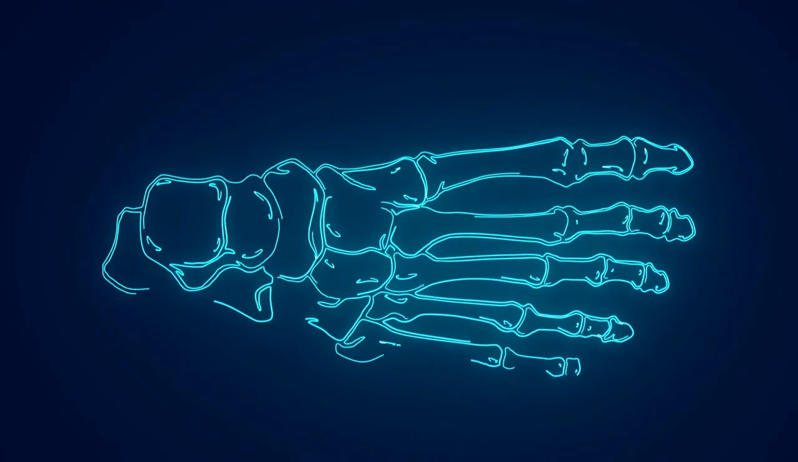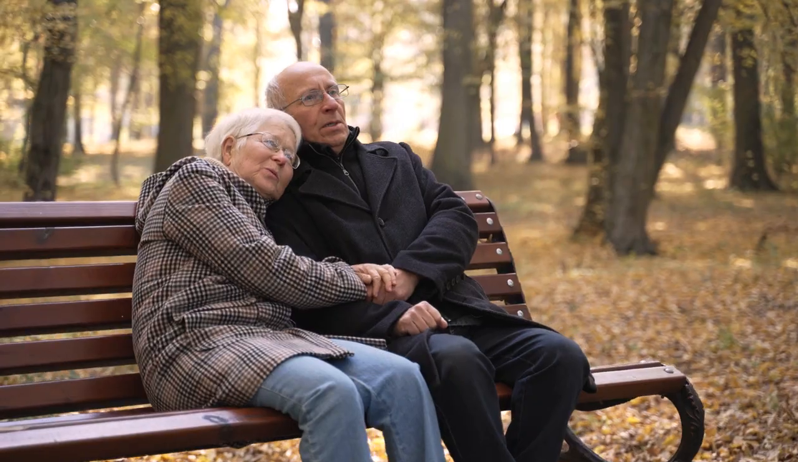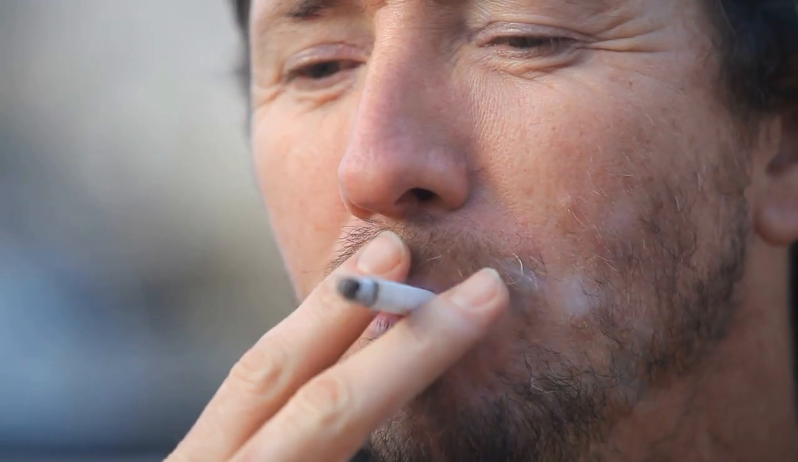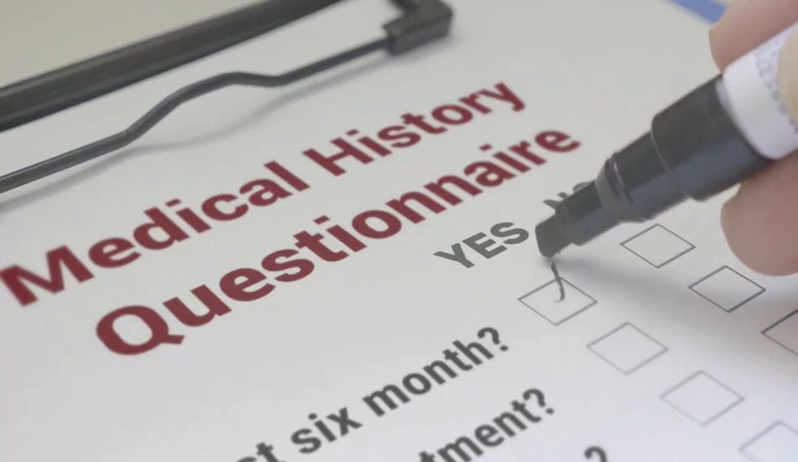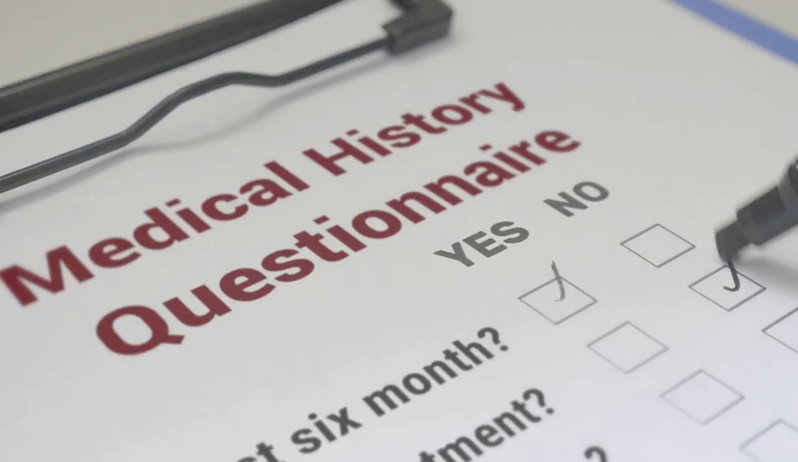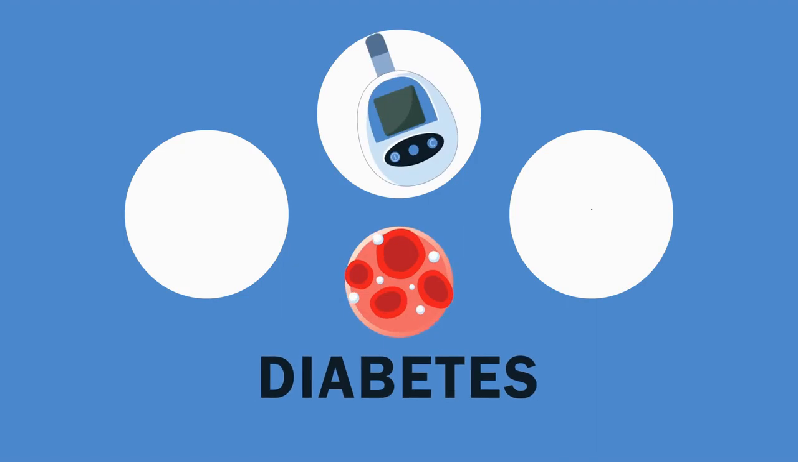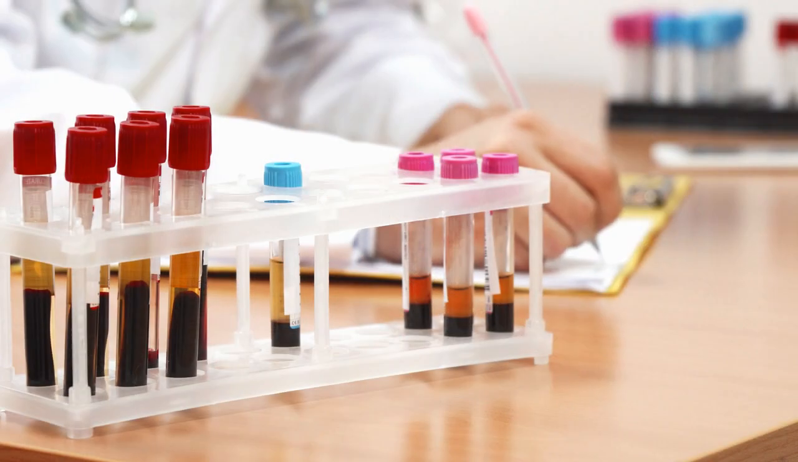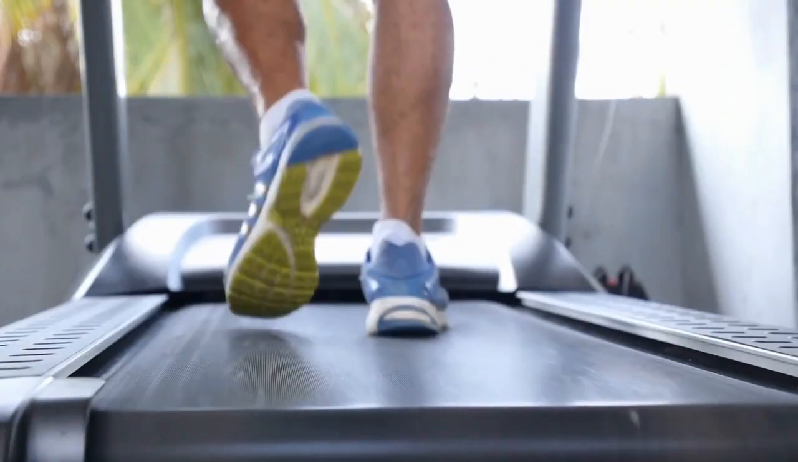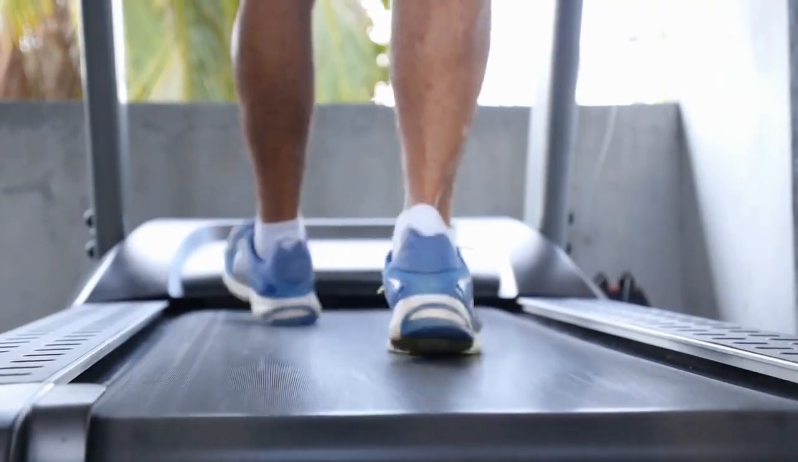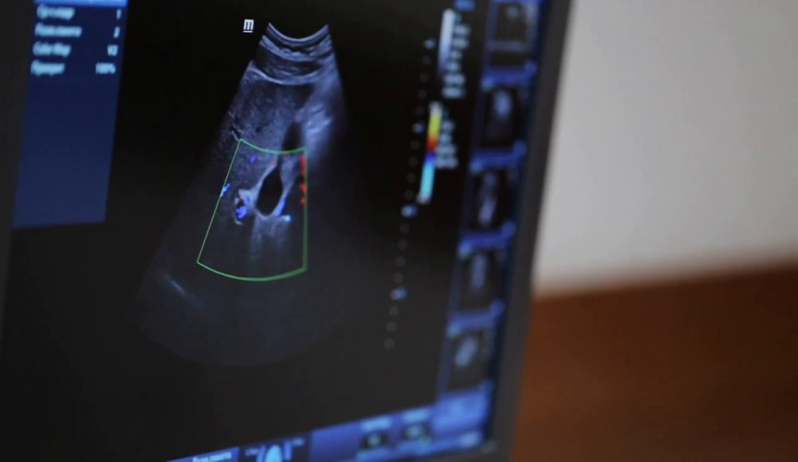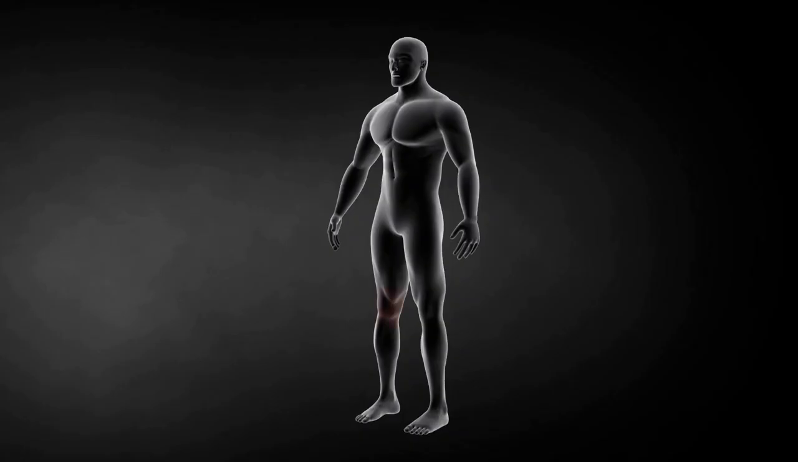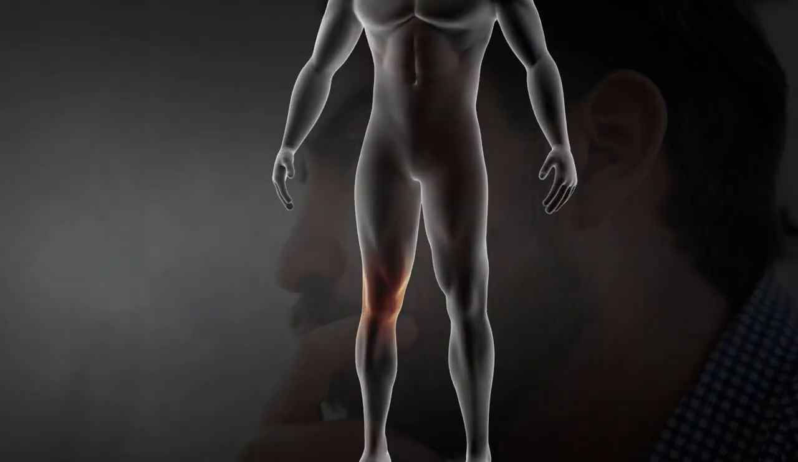The risk factors for diabetic PAD are similar to those for regular PAD and include age, smoking, high blood pressure, high cholesterol levels, and a family history of cardiovascular disease. Having diabetes significantly increases the risk of developing PAD. Diagnosing diabetic PAD involves a combination of physical examination, medical history, and various tests. Ankle brachial index (ABI) measurement, Doppler ultrasound, and angiography are some of the tests that doctors may use to assess blood flow in the affected limbs.